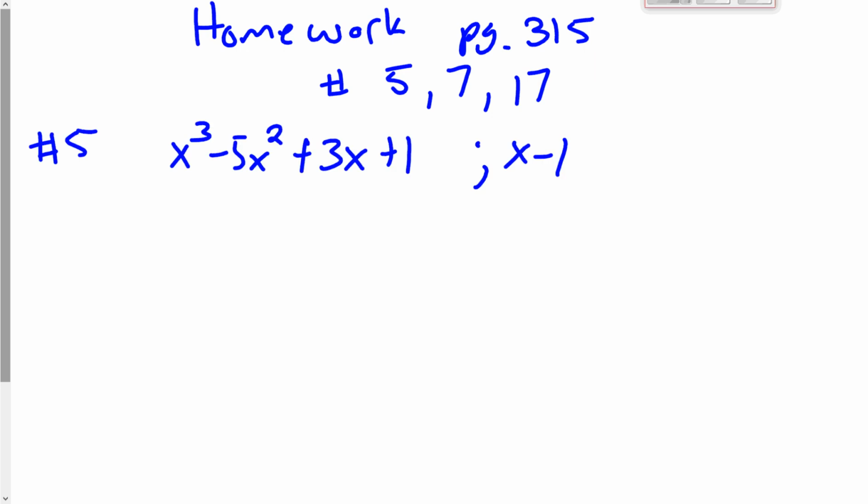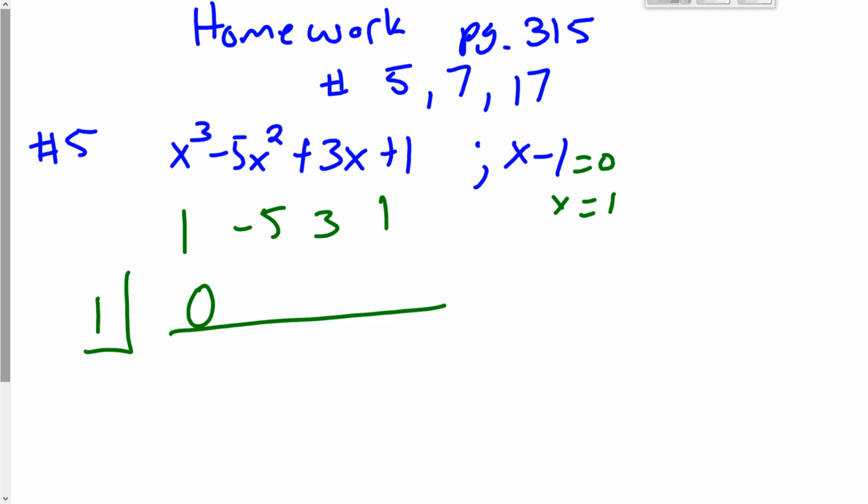Okay, so here's number 5. We're given a polynomial, and we're asked if x minus 1 is a factor of it. So we set that equal to 0, so that means x equals 1. So we're going to plug 1 into synthetic division. We're going to list our coefficients, make sure we're not missing anything, which we're not on this one. Put 0 in for the second row.